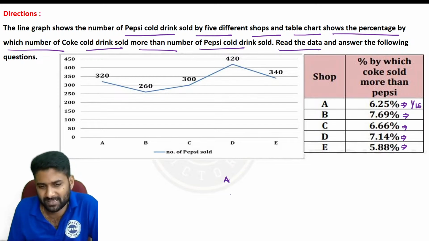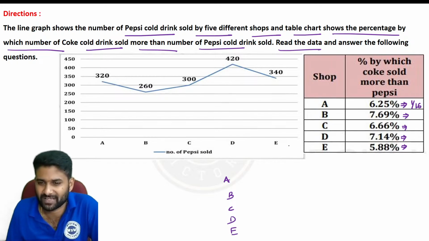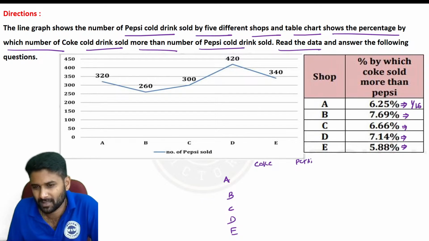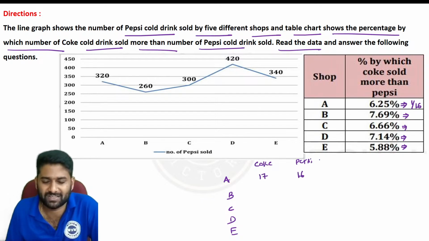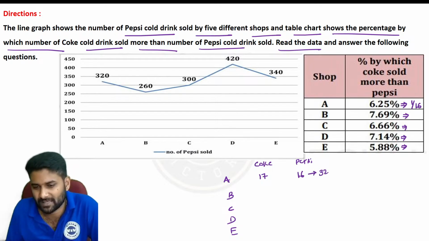Now the companies here are A, B, C, D, E. And now see, if it is 1 by 16, for example, they clearly mention that Coke is sold more than Pepsi. Coke, Pepsi. If Pepsi is 16 units, Coke must be 17 units. Is it clear? And the given data is Pepsi. If 16 units is 320, definitely 17 units is 340. We'll get one value.